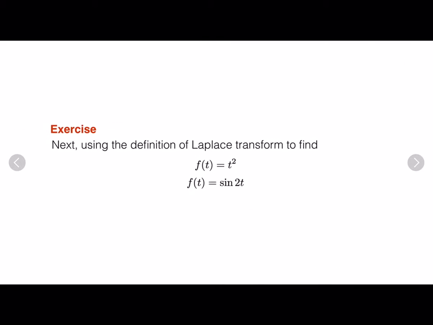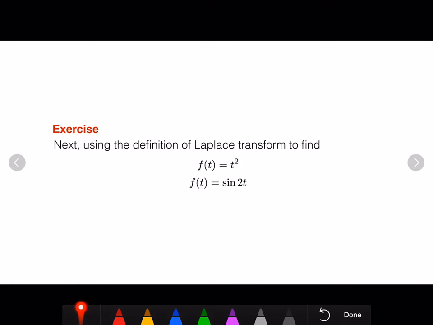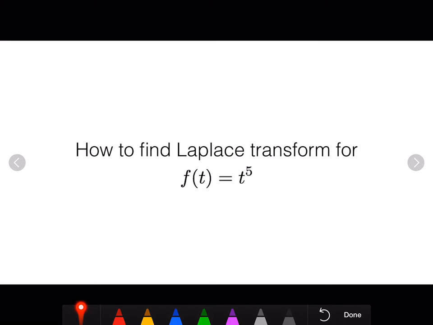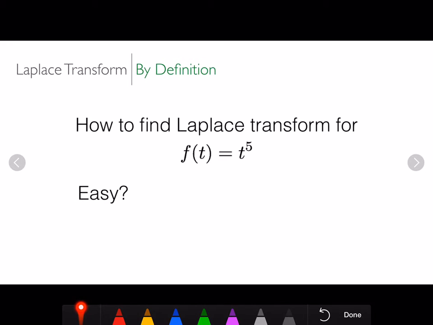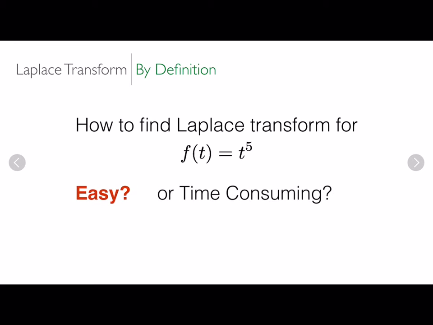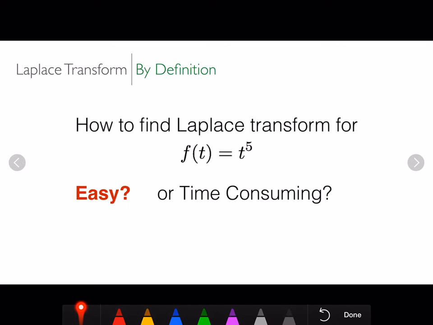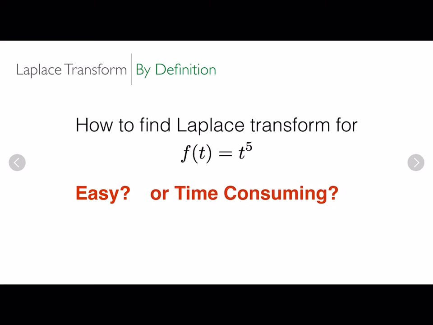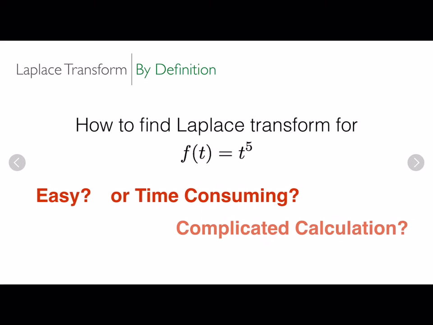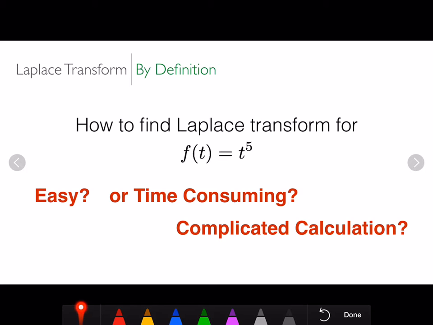I hope you get an idea about this. Next you can do some exercises, such as the Laplace transform of t power 2 or sine 2t. It's very simple. But there is one question here: let's say my f(t) is t power 5. What happens to your Laplace transform? Is that easy, or time consuming when you have these kinds of complicated forms or complicated calculations?